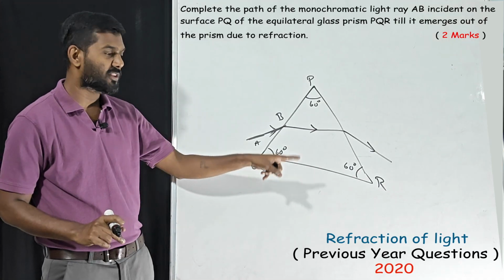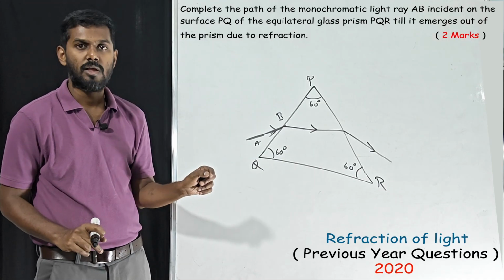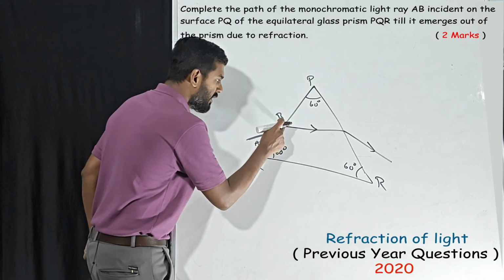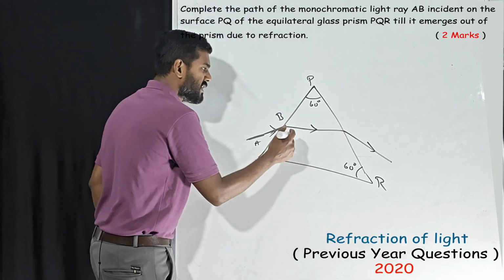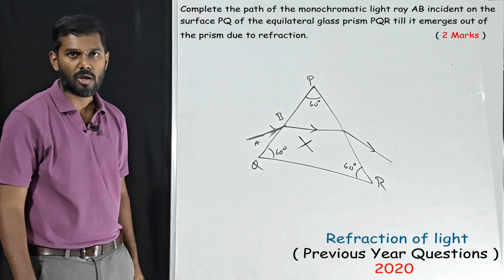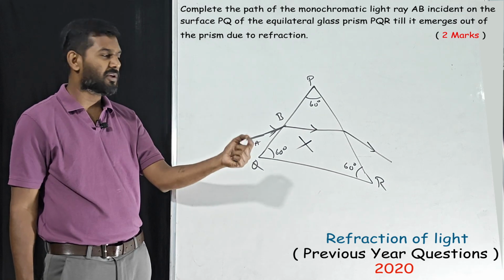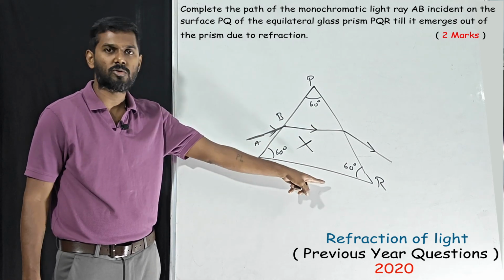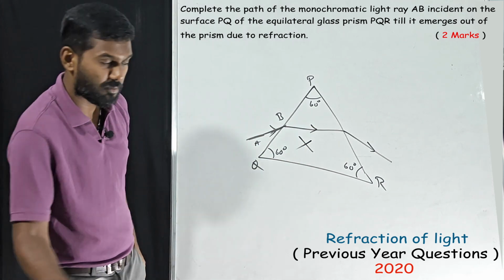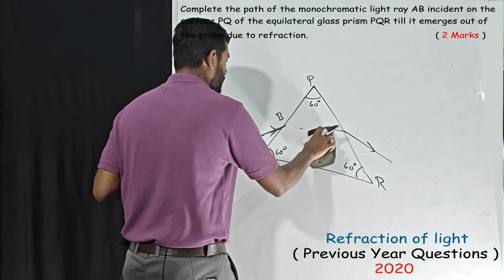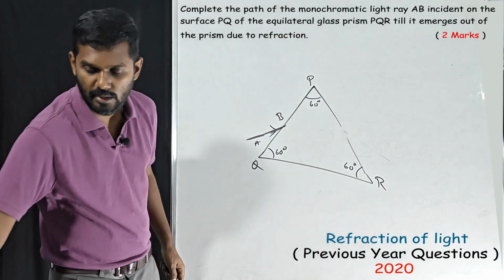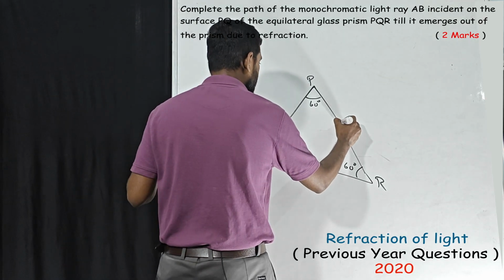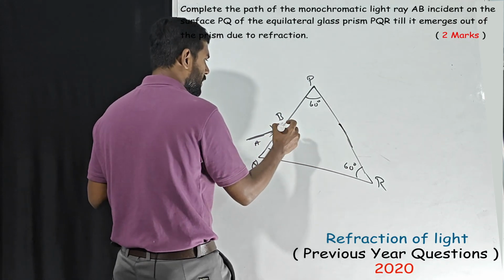Whenever we are drawing the ray diagram, use the scale and pencil. Now the refracted ray, see here in this case, the refracted ray is parallel to the base. This is completely wrong. Why? Because only in minimum deviation the refracted ray will be parallel to the base. In the question they have not mentioned it is minimum deviation, so there should be some angle, it should not be parallel. The refracted ray should not be parallel.